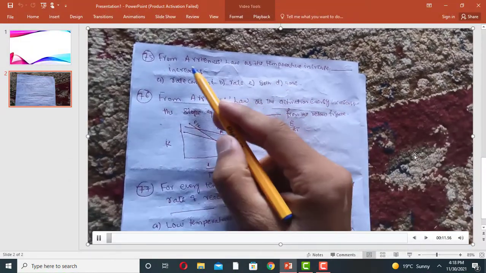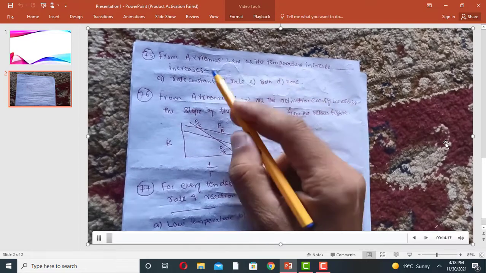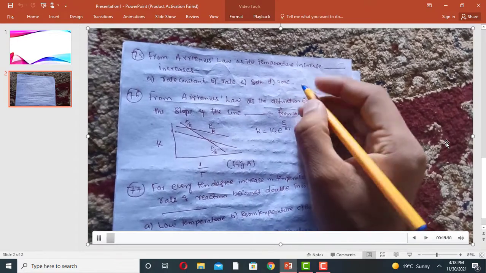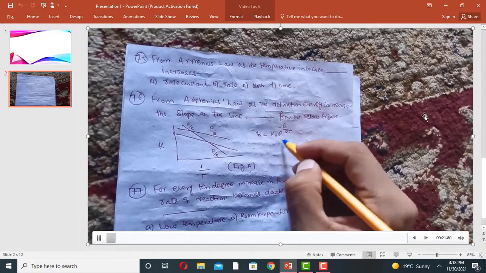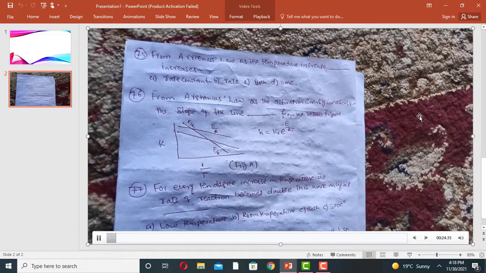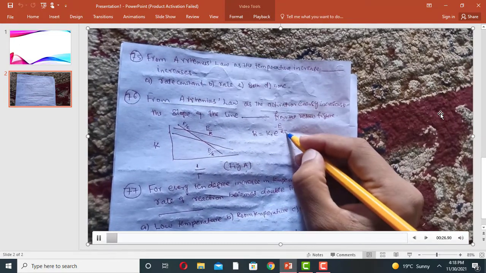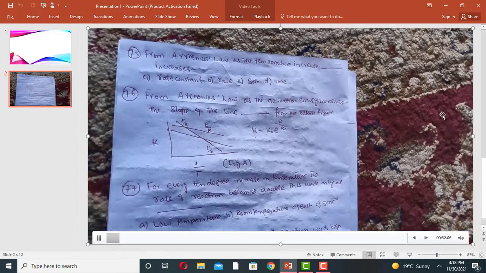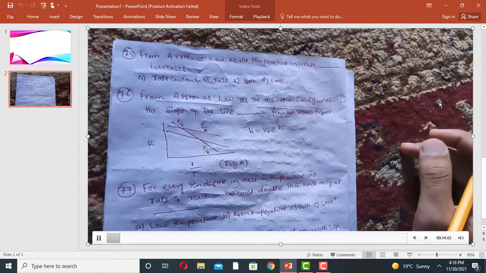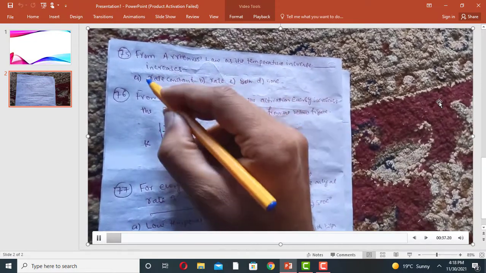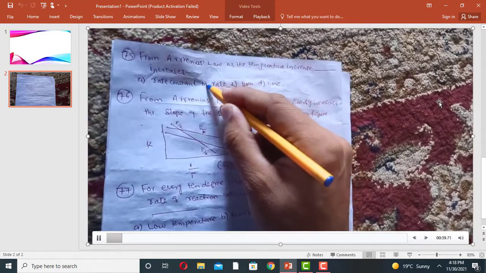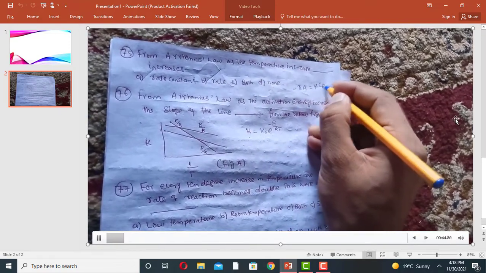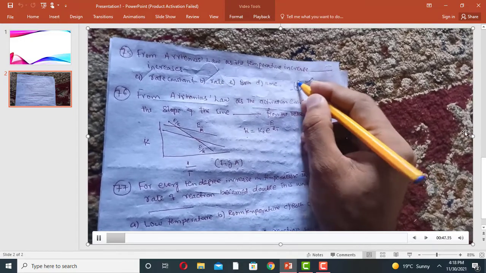So let's start. From the Arrhenius law, as the temperature increases, the dash increases. What is the Arrhenius law? It is k equals k naught e to the power minus E by RT. From this law, as the temperature increases, the rate constant increases. And as the rate constant increases, the rate of chemical reaction also increases, because rate is nothing but k times C_A. So if the rate constant increases, the rate will also increase.